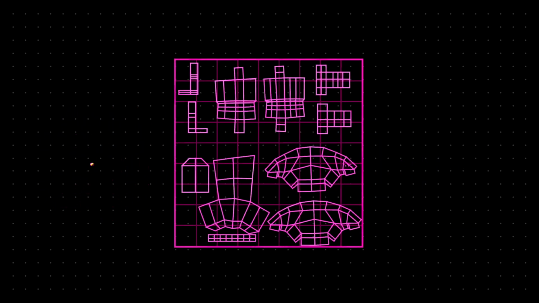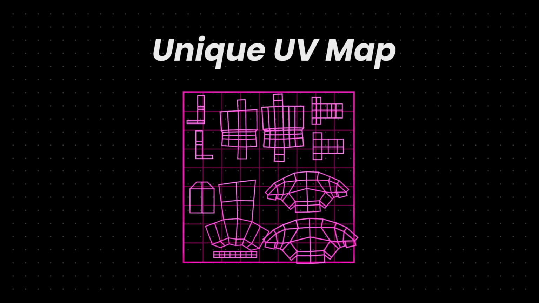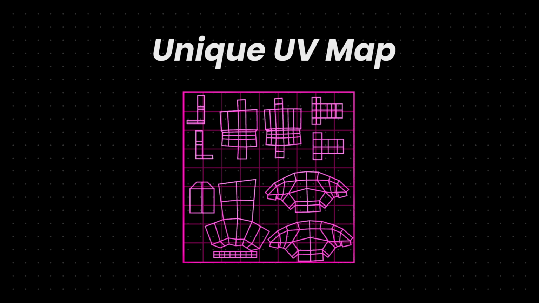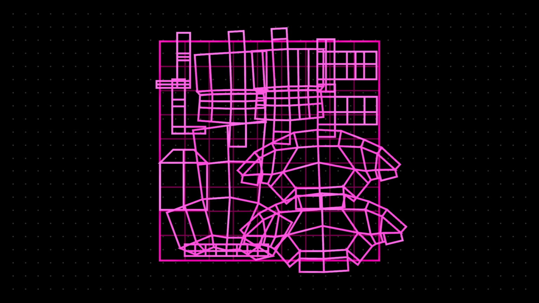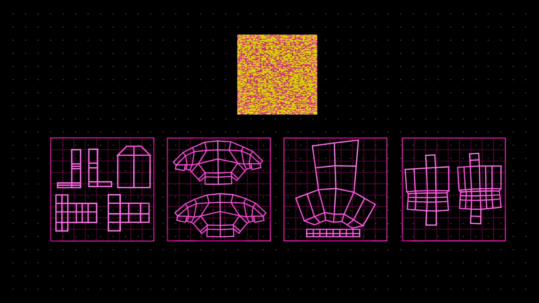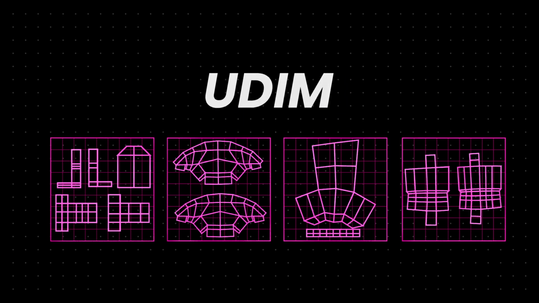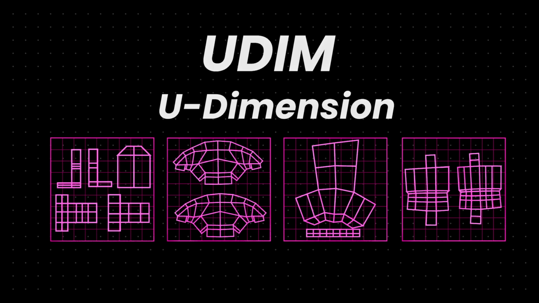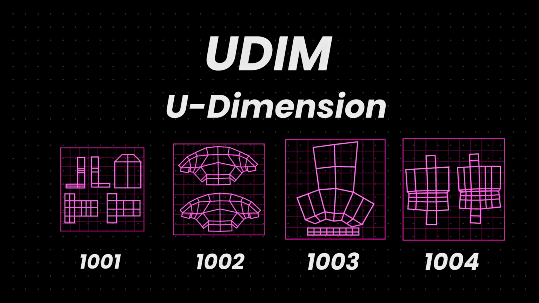So the type of UV map we've used so far is a unique UV map, where every part of the model gets its own space on a single UV layout. But sometimes you need more detail for your texture, and instead of using one huge texture map, we can split the UV map into multiple layouts, each tile using its own texture map, which gives us much more control and resolution. This system is called UDIMs, short for U dimension. It's basically a numbering system for using multiple texture files on a single model.